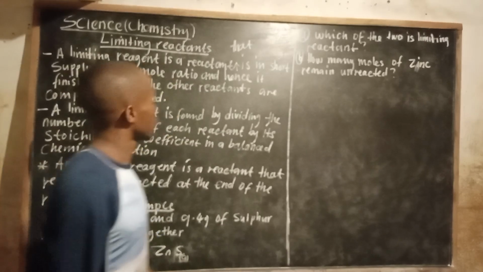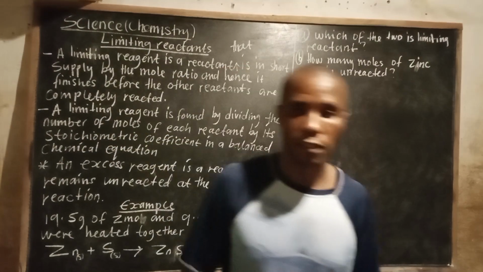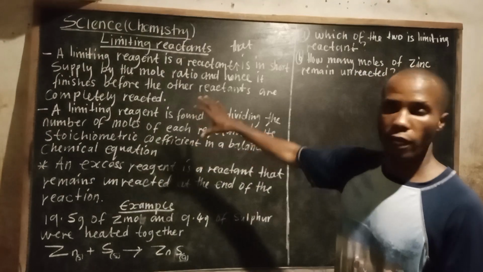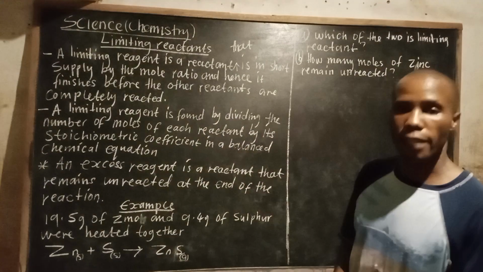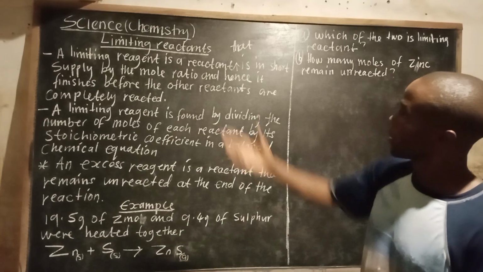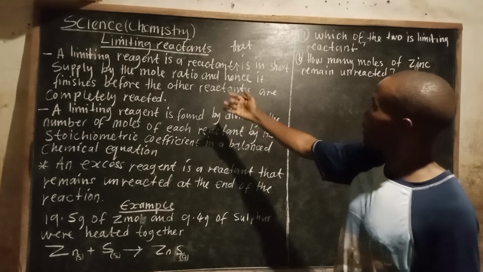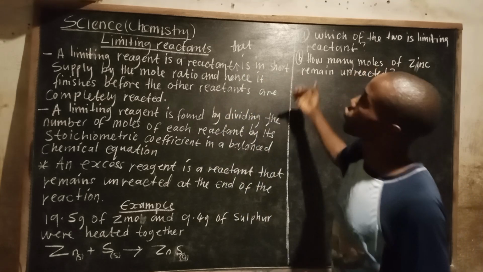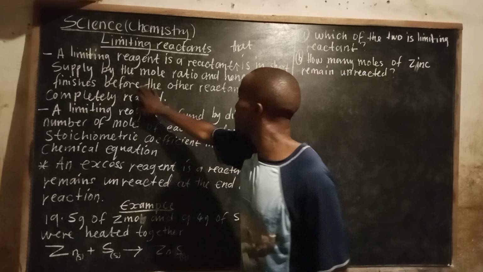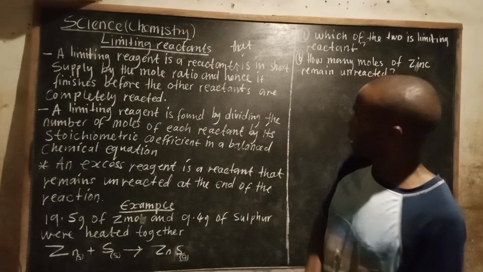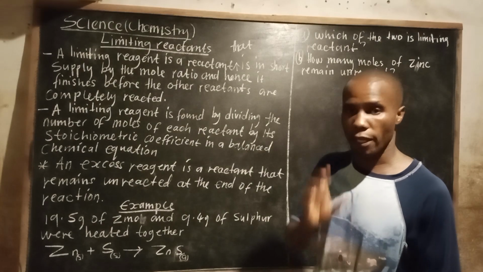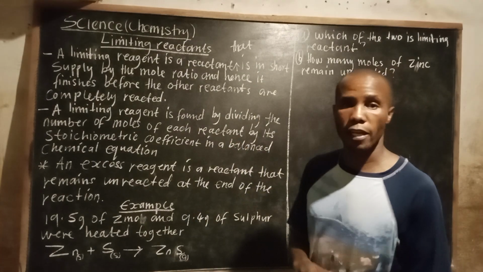Okay, welcome to today's lesson in science. Okay, chemistry to be particular. So today we are looking at limiting reactants. What is a limiting reagent? A limiting reagent is a reactant that is in short supply by the mole ratio, and hence it finishes before the other reactants are completely reacted. Okay, so that is the definition of limiting reagent.